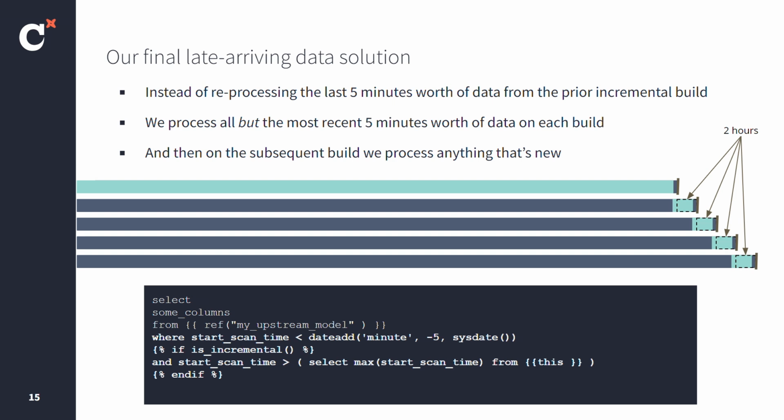What this actually looks like in our code is we say, where start scan time is less than 5 minutes before the current time when this model is being built. And notice that that is outside of the incremental logic, so that is on every run, including a full refresh. And then, if is_incremental, we can say, and start scan time is greater than just the greatest one we ever processed, and we don't need any look back period.